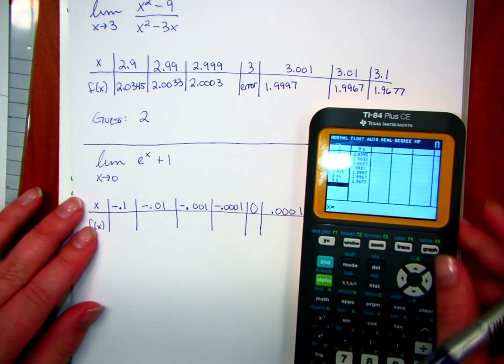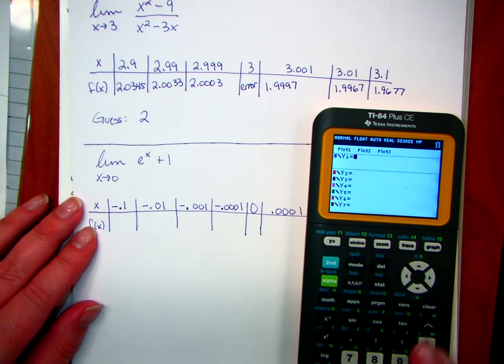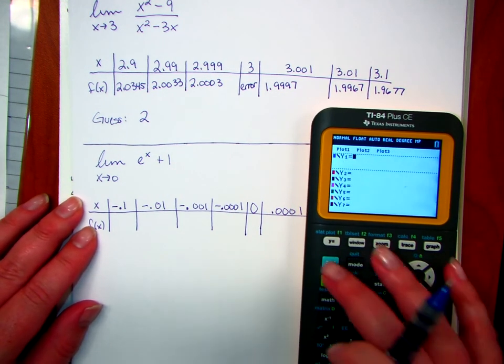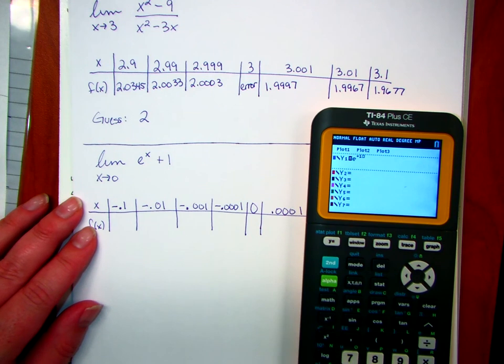So I want to plug these values into the calculator in order to fill out this table. So I'm going to go to my y equals and change out the function first. Now I want e to the x plus 1. Oops.